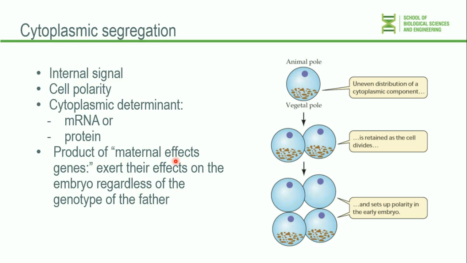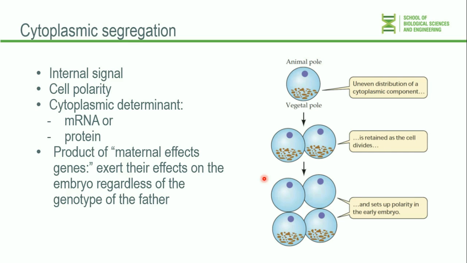And they exert their effect on the embryo regardless of the genotype of the father, because they were produced in the cytoplasm of the egg cell that after fertilization becomes the zygote. So it is the mother that determines the initial stages of cell differentiation.